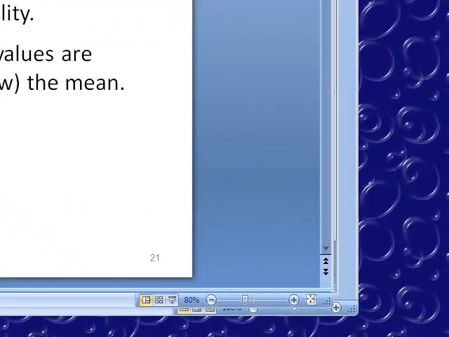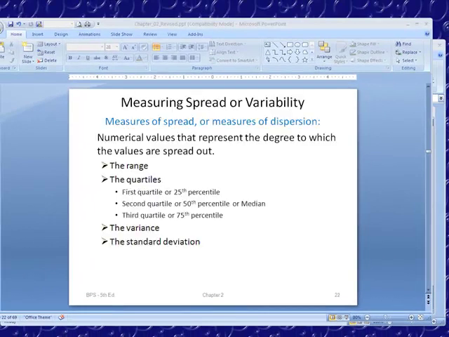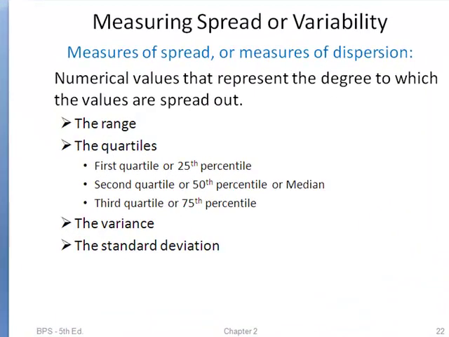So now we're going to talk about the spread or the variability of our data. If all the values are the same, then they all would be equal to the mean, and there would be no variability. However, variability exists when some of the values are different from the mean, which is generally what happens. Now, the numerical values that represent the degree to which the values are spread out, or variability, the ones that we're going to study in this chapter are the range, the quartiles. That's the first quartile, or the 25th percentile, the second quartile, or the 50th percentile, and the third quartile, the 75th percentile. Those are the different quartiles. There's also the variance and standard deviation. All of these are measures of the spread.